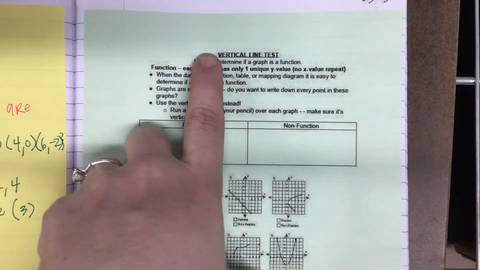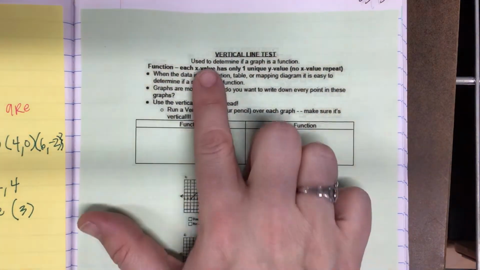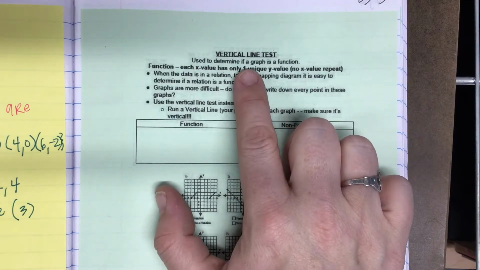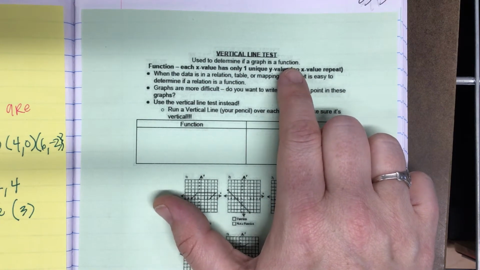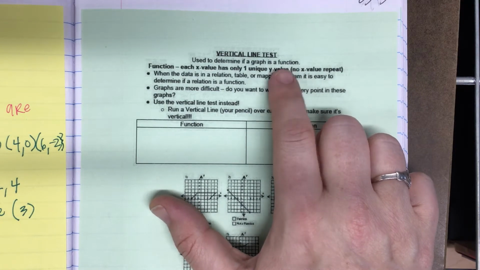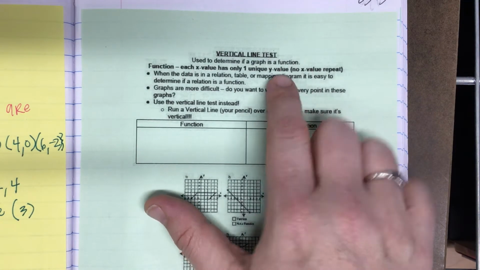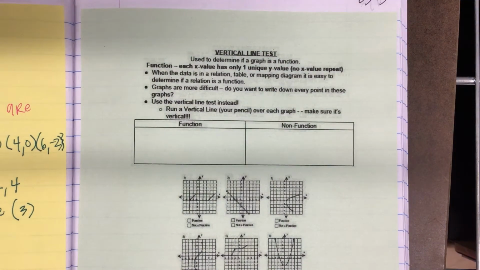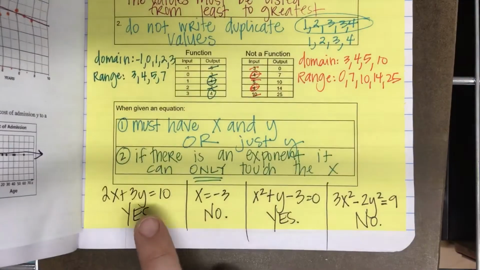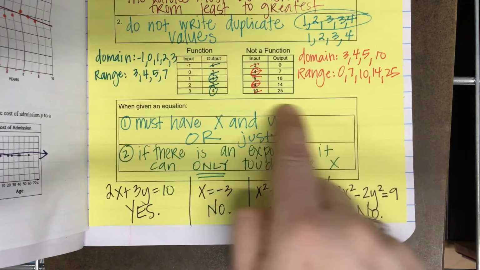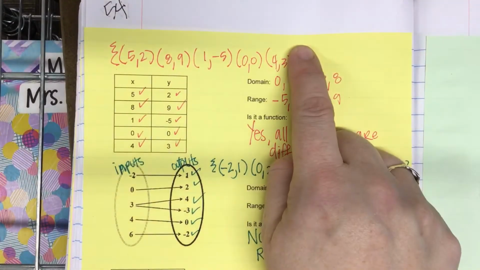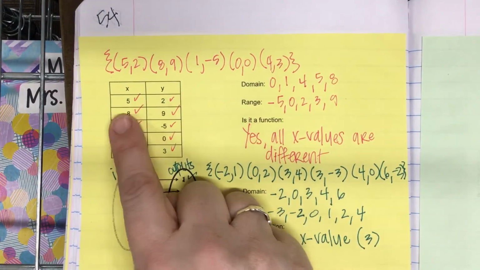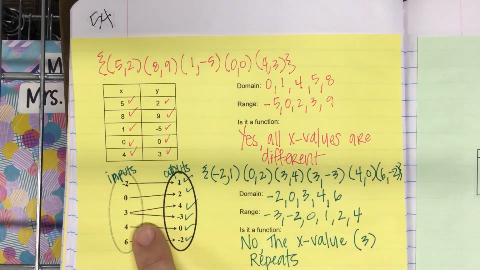So we're going to talk about the vertical line test. It says up here it's used to determine if a graph is a function. Again, if you are given an equation, here's how you determine yes or no: is it a function, yes or no? If you're given a set of ordered pairs, a relation, a table, or a mapping diagram.